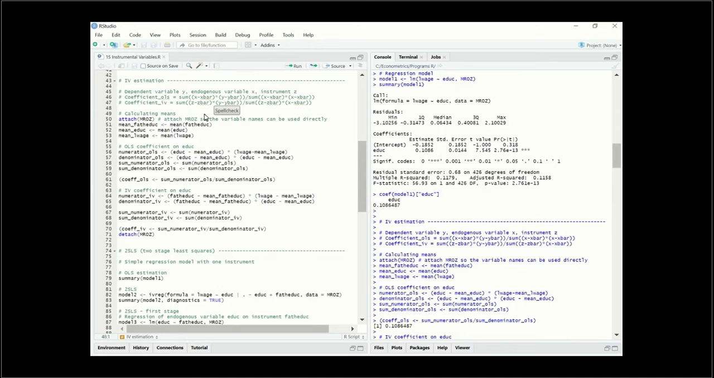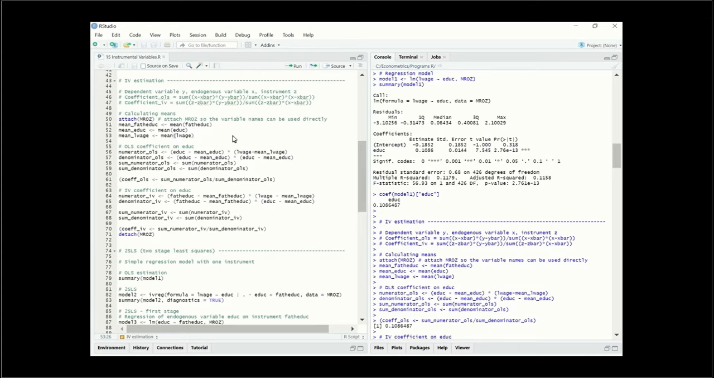And so let's use these two formulas to calculate the coefficients using the OLS method and the IV method. So the first thing that we need to do is calculate the means. And so to do that, let's first attach the data so that the variable names can be used directly. And here we would be calculating the mean of father's education, mean of education, and mean of log of wage so that we can use them in the formulas above.